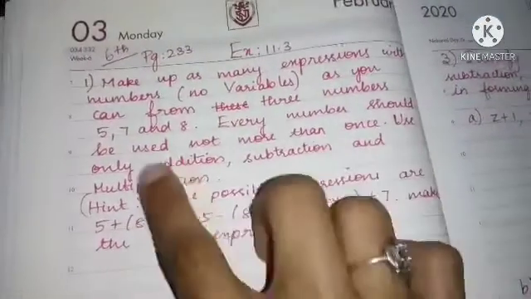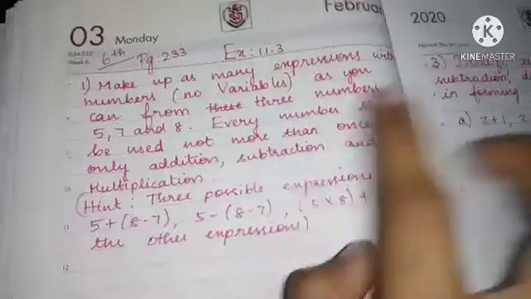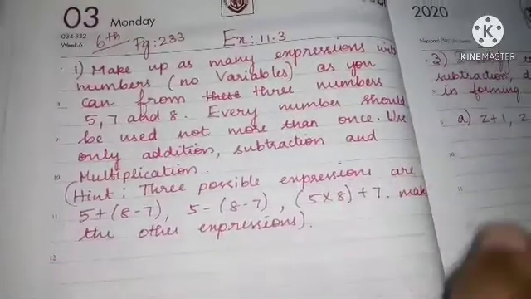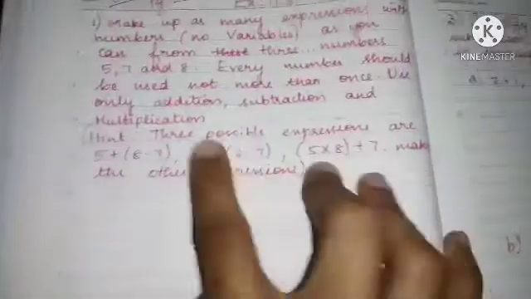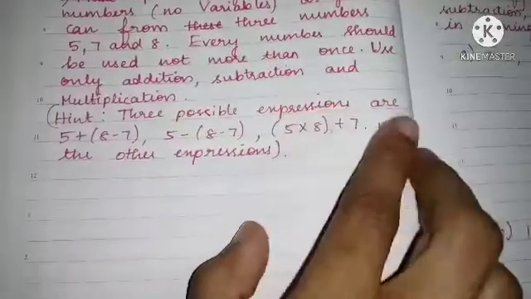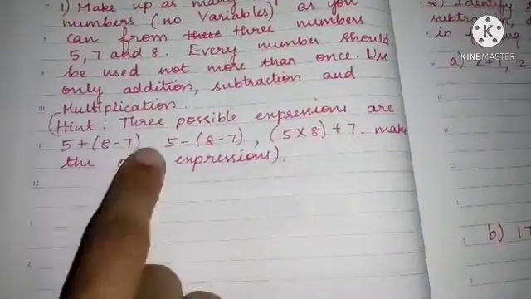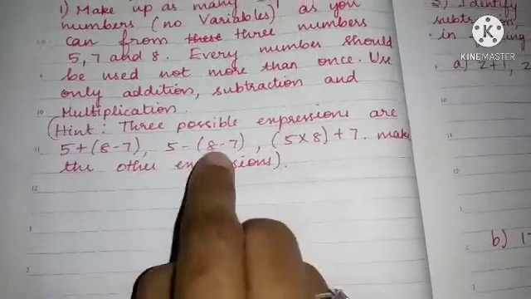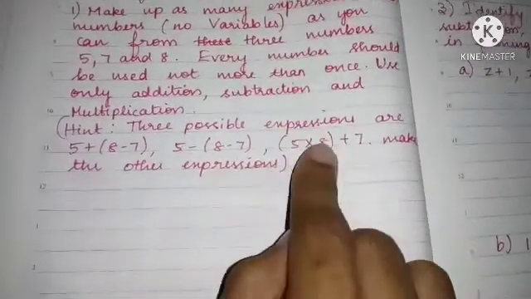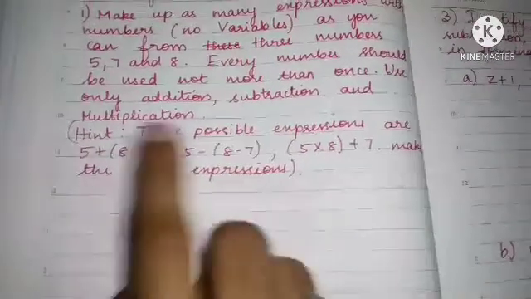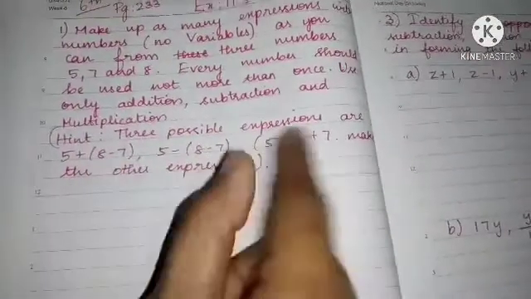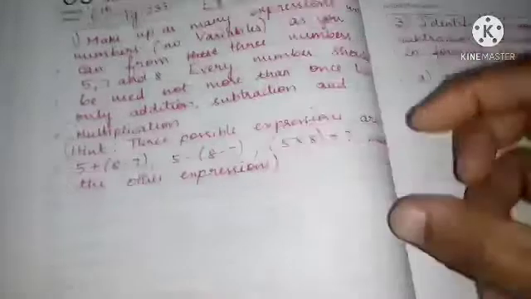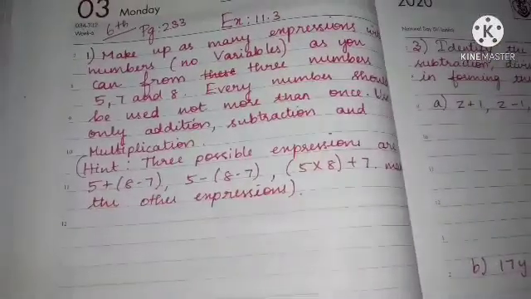Use only addition, subtraction and multiplication. The operators will be only these 3. See, the hint they have given. 3 possible expressions are 5 plus 8 minus 7, 5 minus 8 minus 7, 5 into 8 plus 7. So these 3 they have given. Make other expressions, not these 3. Can we start making it using the numbers?